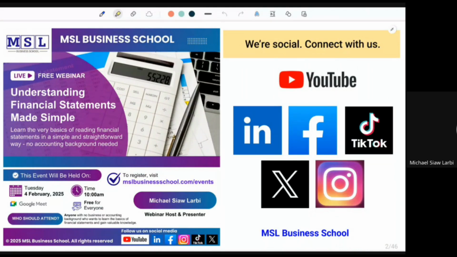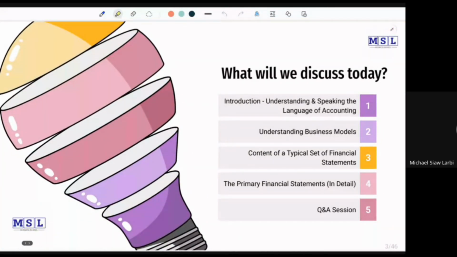Like we said, we are going to talk about financial statements for the beginner. So what is our agenda for today? What are we discussing today? We have a very basic plan for this morning. We'll start with an introduction. We'll look at what we call the language of accounting. We would speak about business models. We'll look at the content of a typical set of financial statements. We'll touch on the primary financial statements in some detail, and then I'll take any questions you may have. Sounds like a good plan, right?